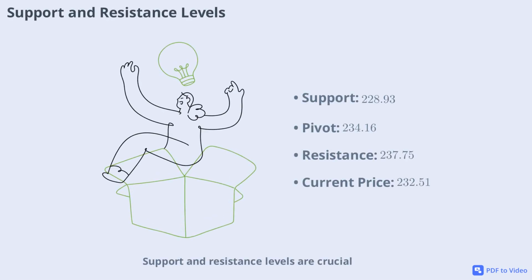Support and resistance levels are crucial for identifying potential entry and exit points. Mu's current pivot point is at 234.16, with resistance at 237.75 and support at 228.93. The price is just below the pivot, suggesting a neutral to slightly bearish stance in the short term.